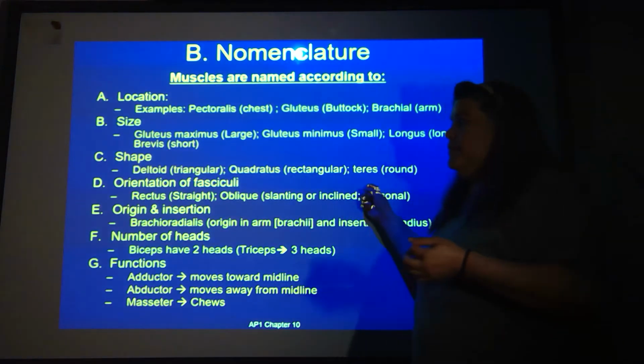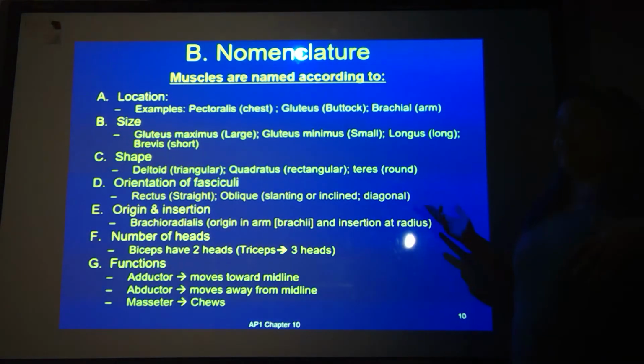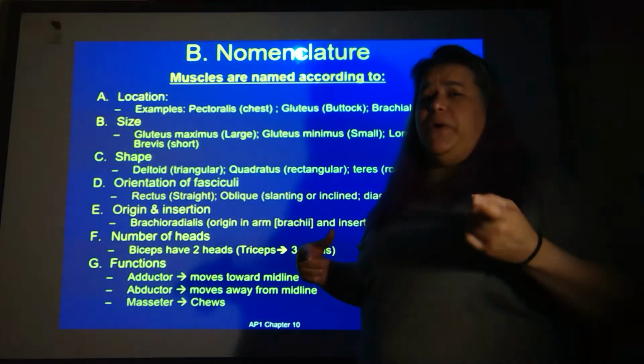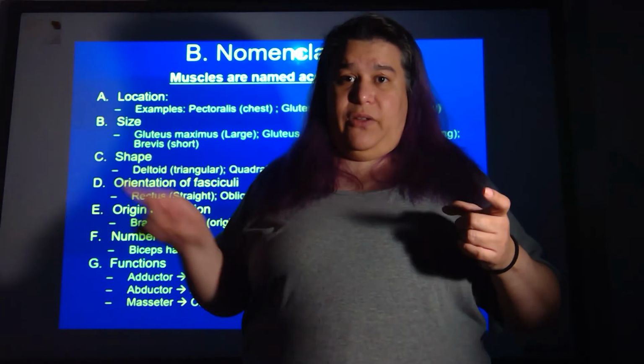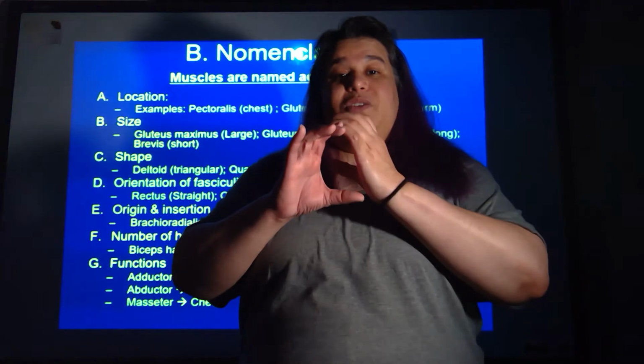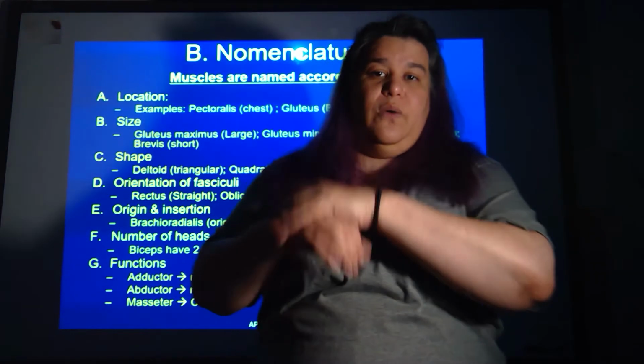The shape. So you've got the deltoid, the quadratus, the teres. Deltoid means triangular, so you're going to be looking for kind of a triangle-shaped muscle. Quadratus means it's a rectangle shape, whereas teres means that it's going to be round. Now, I don't want you to confuse that with orbicular, which is going to be the way the fascicles are. This muscle is going to look like a round piece of muscle, okay?